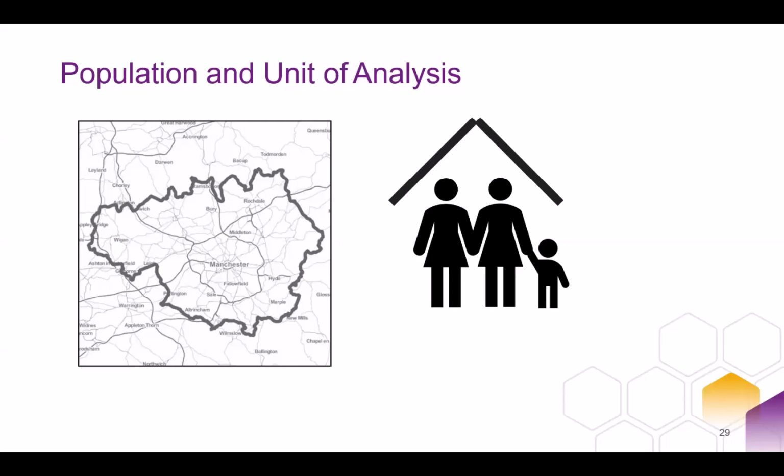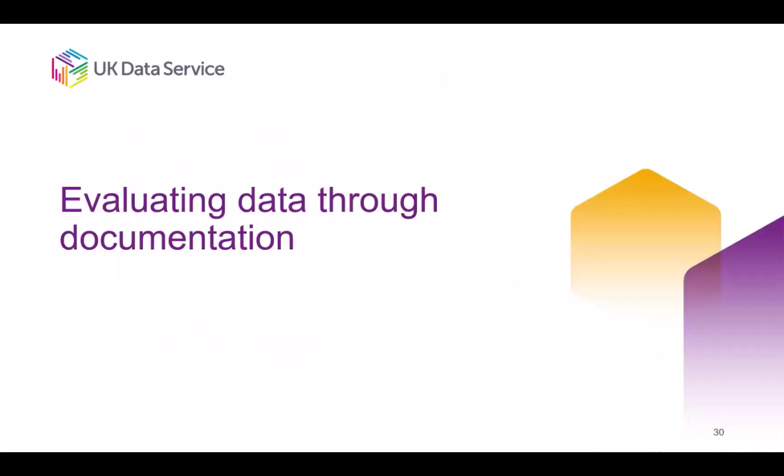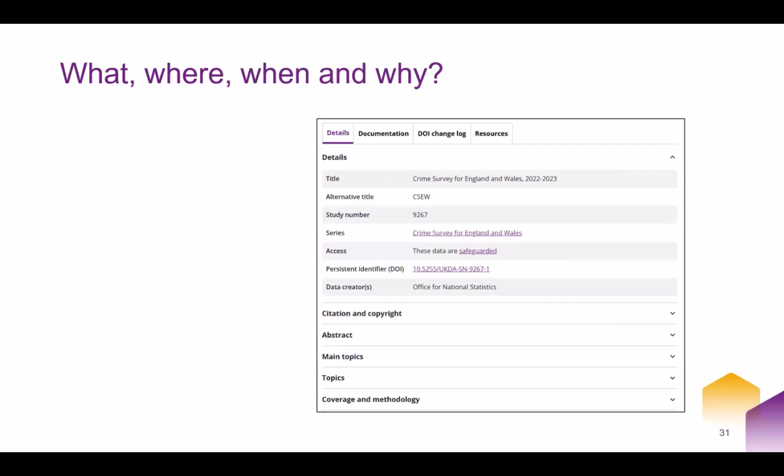And this will affect which data you can use, as some data sets are only available for particular geographies or for certain units. And all of this information is something that can be found in the documentation. I know we repeat this a lot, but it is the place where you can find answers to these questions. So, as I said earlier, you can find the documentation on the catalogue page once you click on a study.